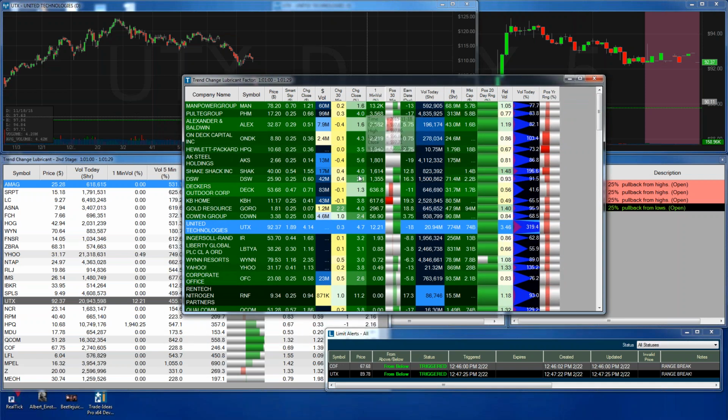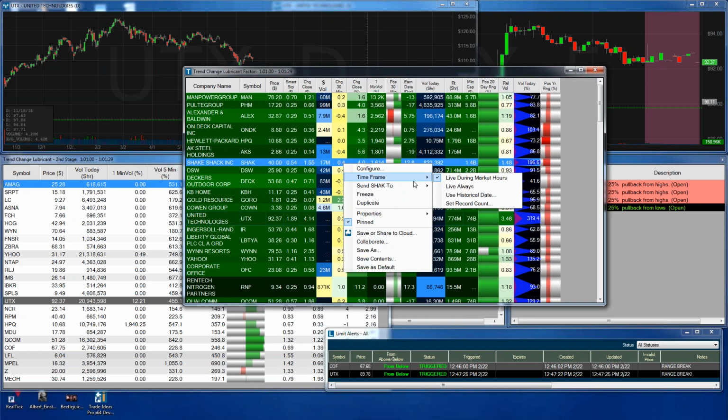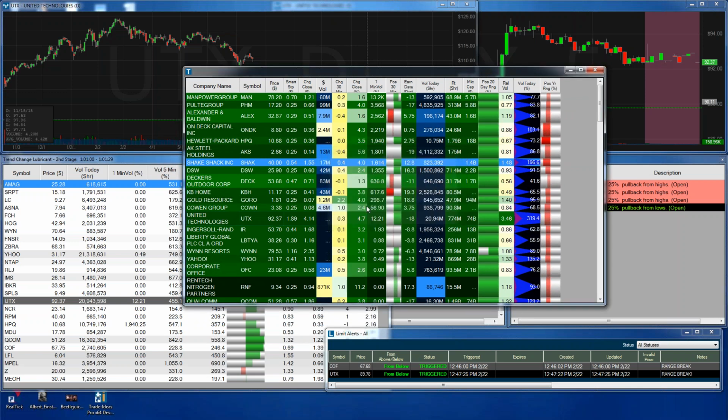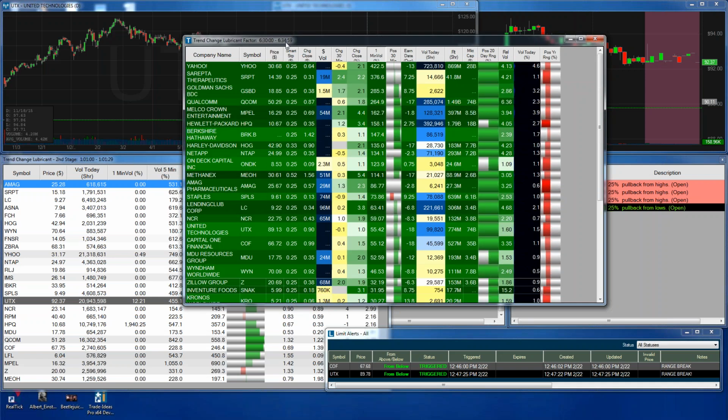So it's real easy to pull one of these. Right now, this window's in real time, but if we right-click, go to time frame, and then say set historical date, if I say 6:30 a.m. my time, then it's going to show me the time slice of 6:30 to 6:35. So here's what the list looked like in the first 5 minutes of today's market.